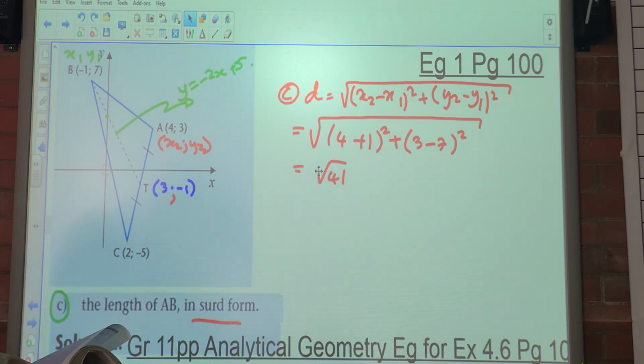There are only 3 questions pertaining to that diagram, no? I need to check that I made no mistakes there. Root 41. Right.